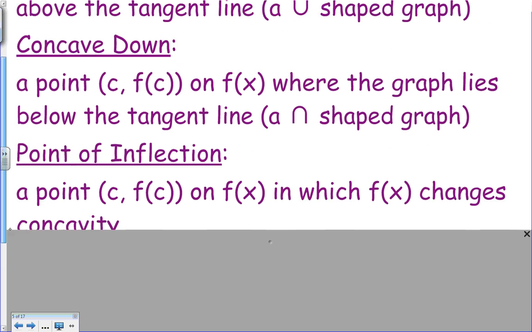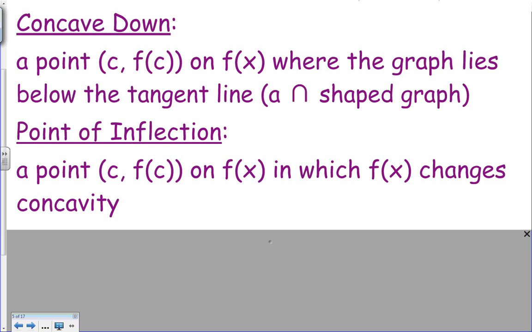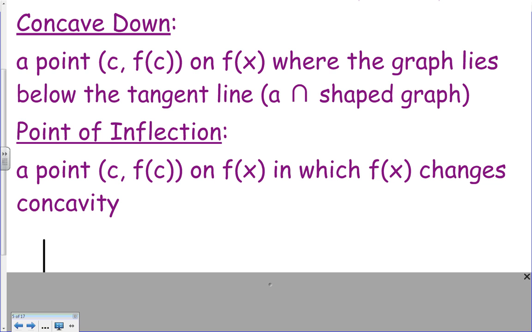The next term for us is, once we know concavity, we can talk about where we have changes in concavity, and that's what a point of inflection is. A point of inflection is a point C, f of C on f of x, in which f of x changes concavity. That's the key there. Your function actually has to change concavity. We'll look at the way that we actually go about calculating these points of inflection. But the key is that you have to actually show that your function changes concavity there. You go from concave up on one side to concave down on the other side, or vice versa. If your function doesn't do that, you don't have a point of inflection.